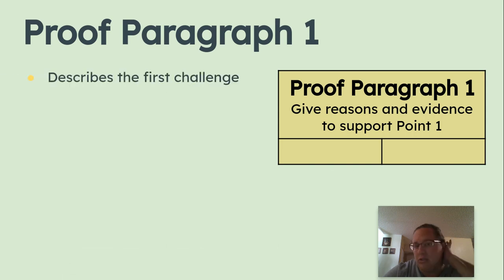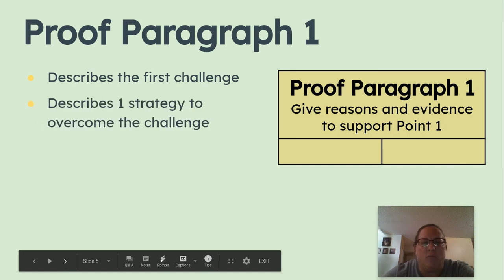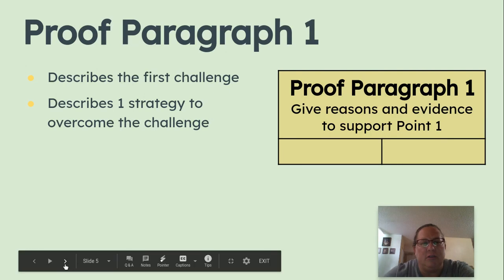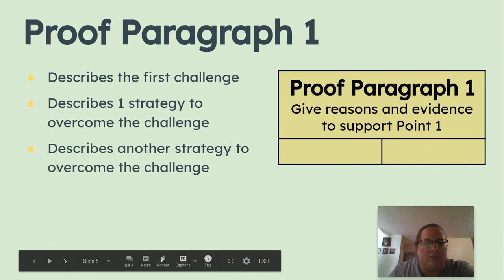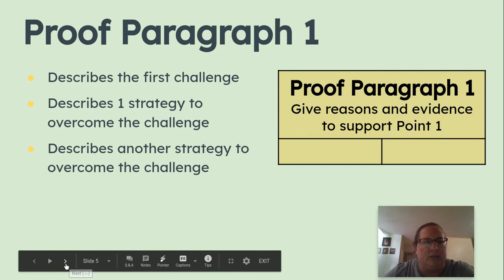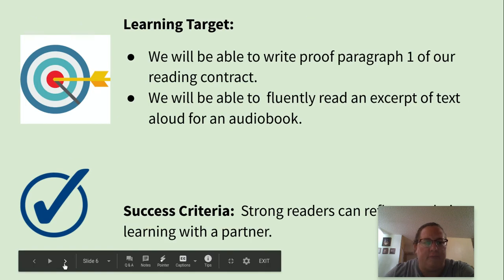Okay, we're going to describe the first challenge. It's going to tell us what our first challenge is. It is then going to describe one strategy to overcome that challenge. Then it is going to describe another strategy to overcome the same challenge. We're still sticking to one challenge. And then it explains how both strategies will help overcome that challenge. That's what we're going to be focusing on in our second paragraph, or our proof paragraph one.